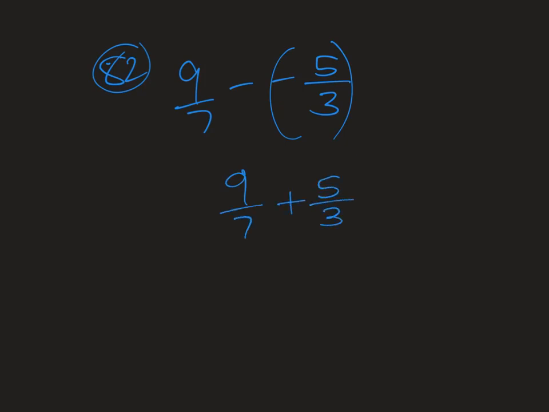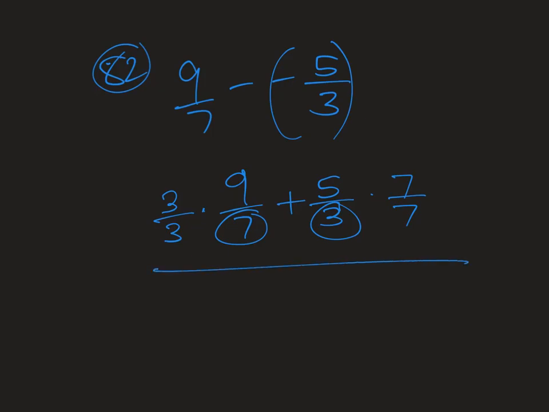So for number 82, 9 over 7 minus negative 5 over 3. So again, we take care of the sign. That becomes a positive, right? Negative times a negative is a positive. And then we have to take care of the denominator. We have a prime number and a prime number again. So remember what we said? If they're both prime, that means they don't have any common factors. I mean, of course, other than 1, but generally you would then have to multiply by the opposite denominator, right?